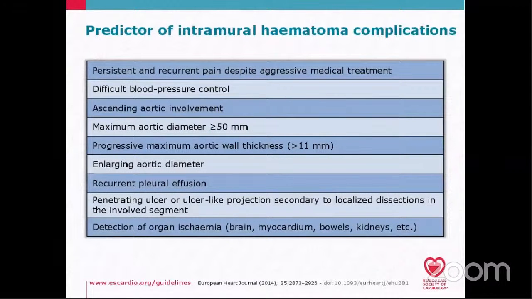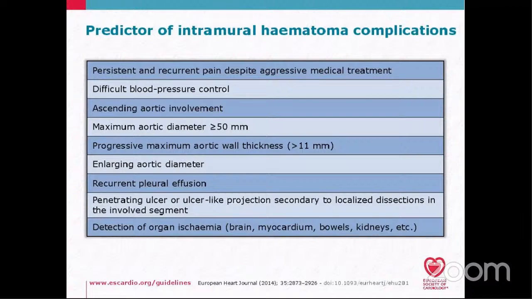These are the predictors for intramural hematoma complication: the pain and the recurrence of the pain despite the aggressive medical treatment, and the difficulty of blood pressure control, because this means that the situation will progress, as the shear stress forces will continue to cut and dissect through the aortic wall. Involvement of the ascending aorta is a very bad sign because the blood that's coming out from the left ventricle directly shears and stresses against this dissection.